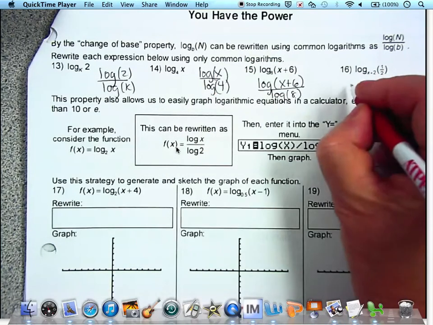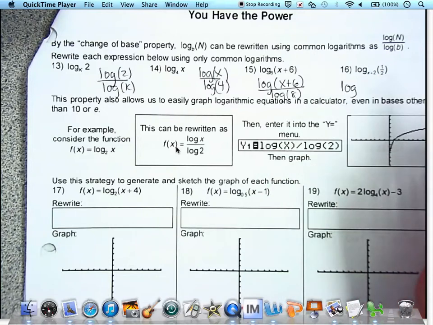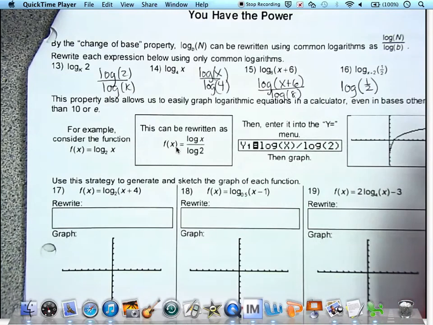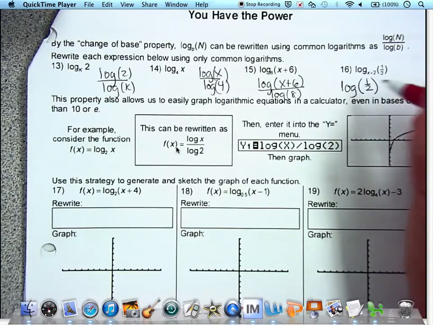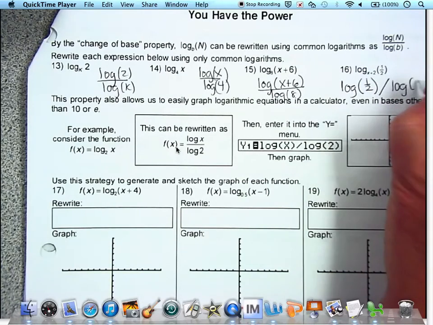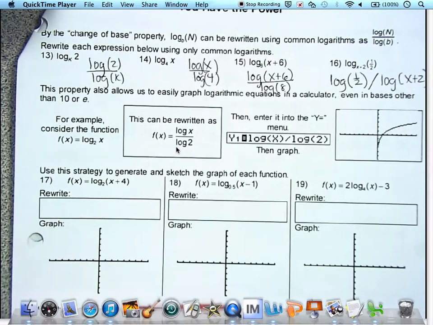My last question: with one like this, would we have to leave it blank, or would we have to solve for x? It's got x in it, so we can't solve it unless it's equal to something. Okay. So log of x plus 2 over log of x plus 2. All right. This is just leading us into graphing.